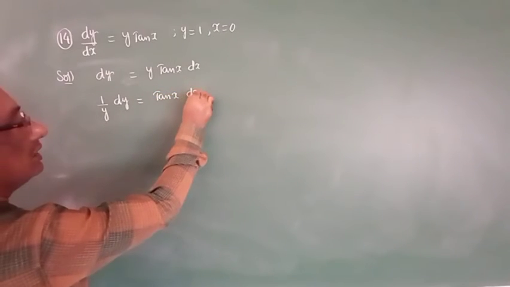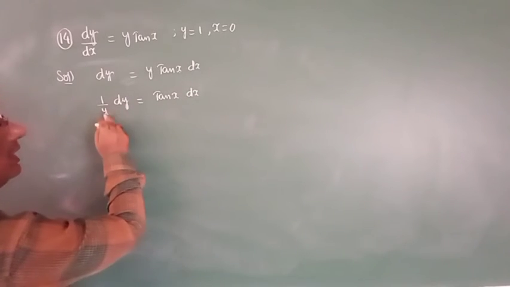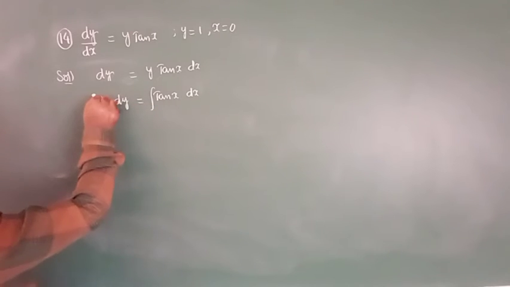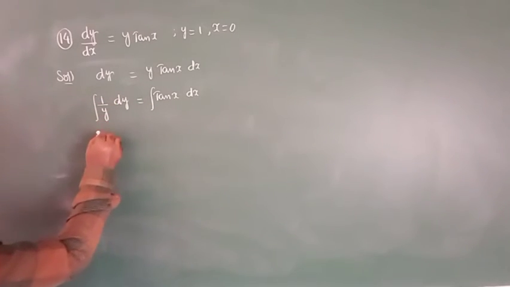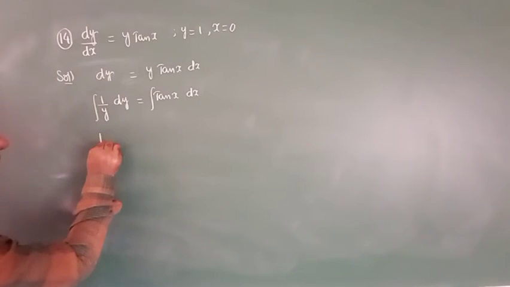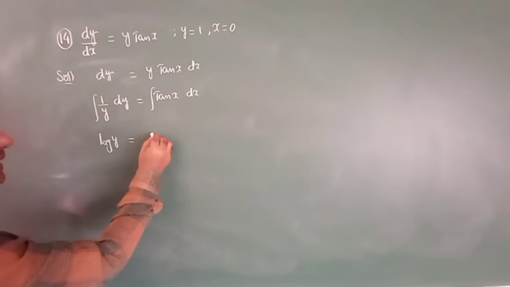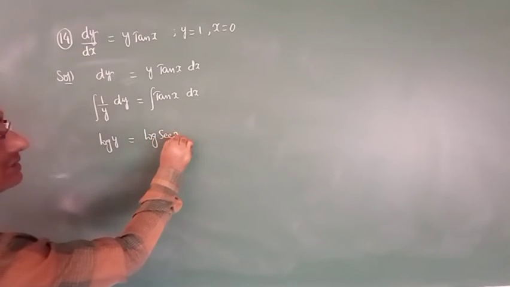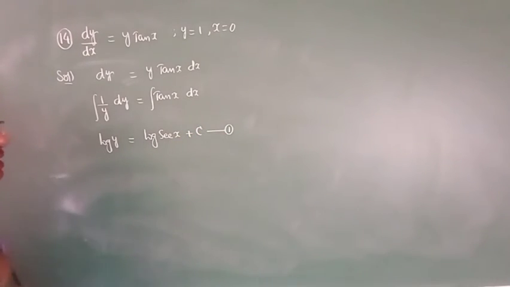Now, x derivative with respect to dx, y derivative with respect to y, the variables are separated. Immediately apply the integration. 1 by y is in the form of 1 by x. So log y is equal to integration of tan x, which is log secant x, plus the integral constant c. Find out, everyone.